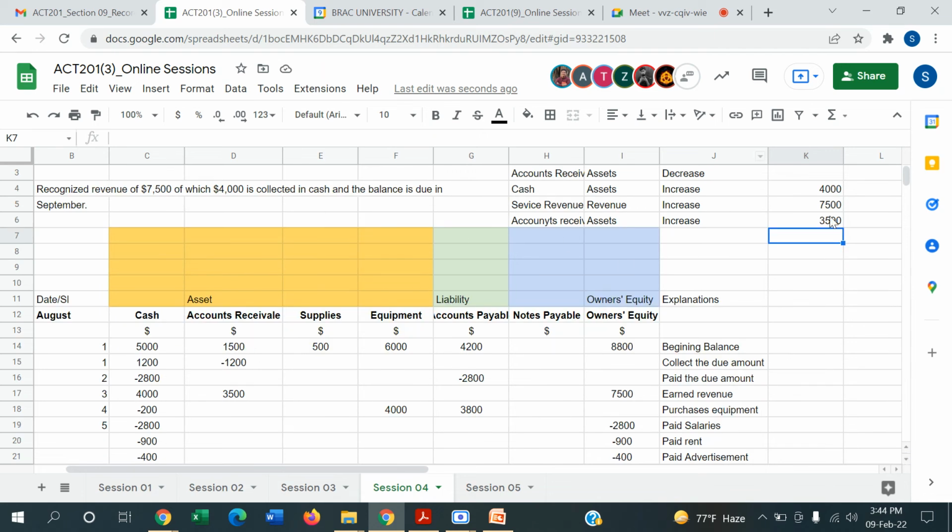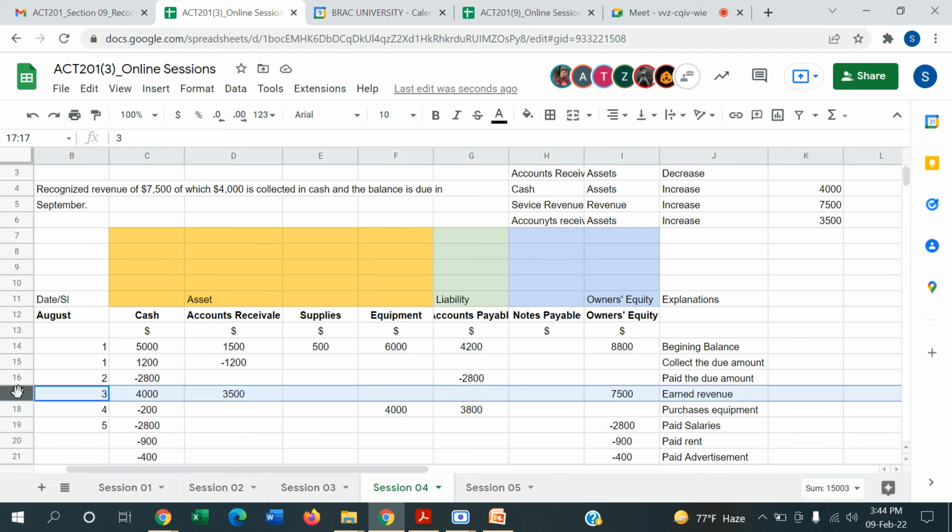By the analysis we have found these things. Now we are applying it to our equation. Cash increased by 4000. Accounts receivable increased by 3500. There is no revenue account, but revenue has a relationship with the owner's equity. If revenue increases, owner's equity will be increased by 7500. Is it okay?